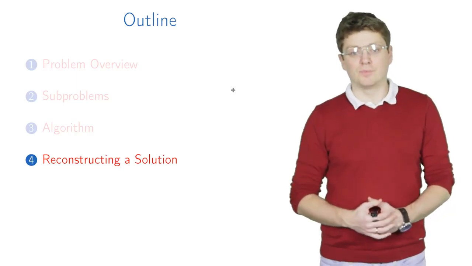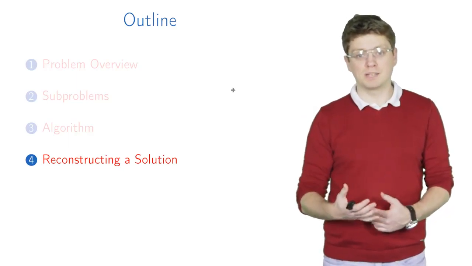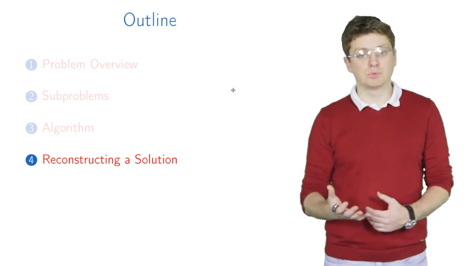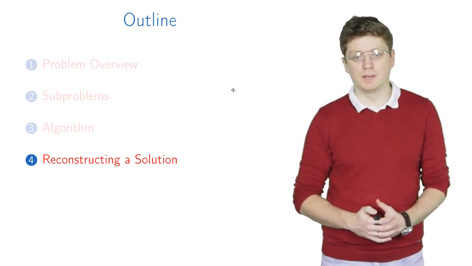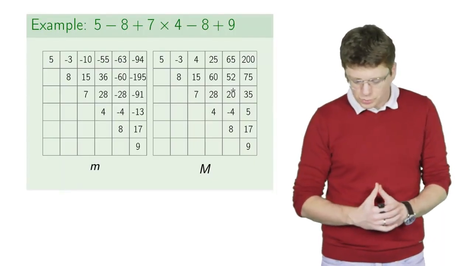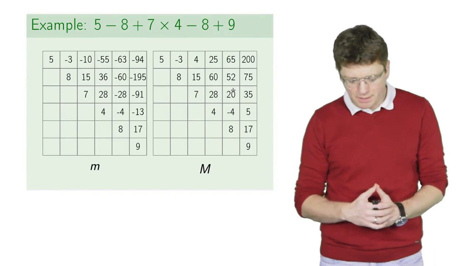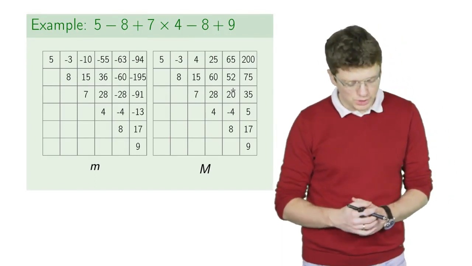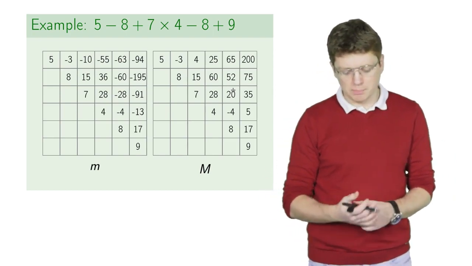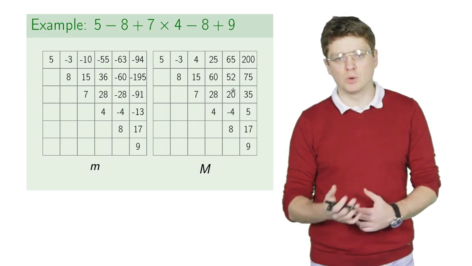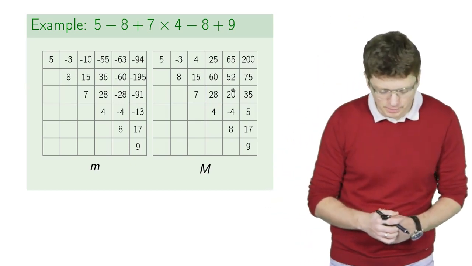In this last video of this lesson, we show a method of reconstructing an actual solution from two tables computed by our dynamic programming algorithm. Here on the slide we see two tables, M and capital M, computed by our dynamic programming algorithm, which contain minimal and maximal values respectively for all possible sub-expressions of our initial expression.